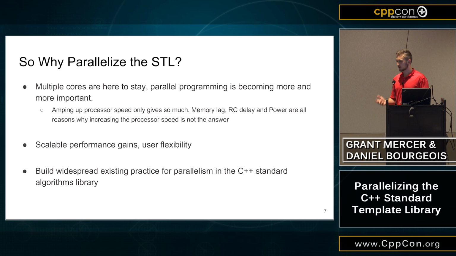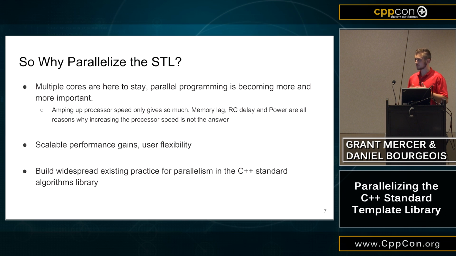So why exactly should we parallelize the standard template library? For one thing, multiple cores are here to stay. The old way of amping up your frequency to gain additional power has long passed. Back in the older days, people thought that you needed to get a higher frequency to have a better computer. And eventually they hit a mark where you start running into memory lag, RC delay, power consumption, and a number of other reasons. So instead of getting more frequency, they decided to make more cores instead. And this was the birth of parallelism.